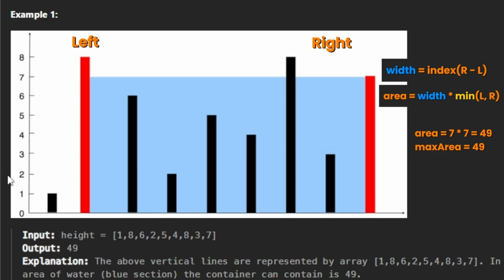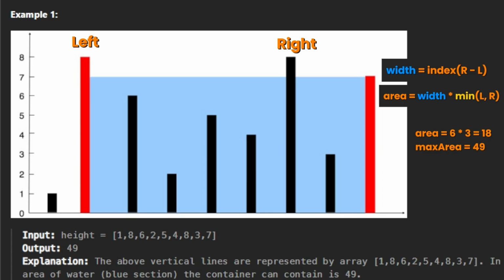Now left is equal to 1, right is equal to 7. The width is 6. The height is limited by the shorter bar, 3. The area is 6 multiplied by 3, which is equal to 18. This is not bigger than 49, so maximum area remains 49. The right line is shorter, so we move right.